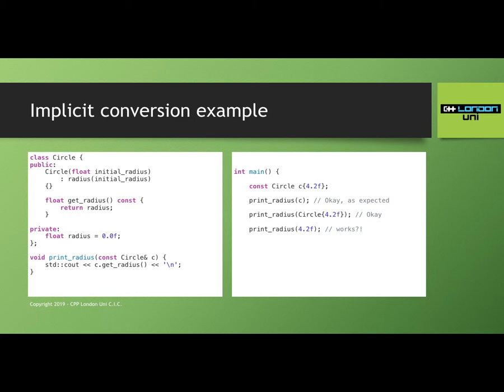So behind the scenes, the compiler inserts a call to the constructor. It constructs a temporary circle and passes that to the print radius function. It implicitly converts a float into a circle. And the end result is that you can call print radius with a float, which is kind of weird. And in fact, it's even more weird than that, because it doesn't just work for floats, it works for ints.